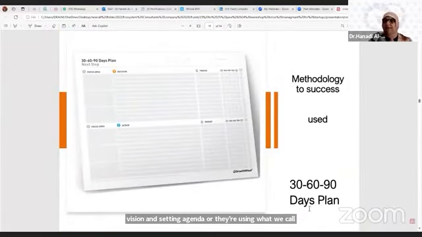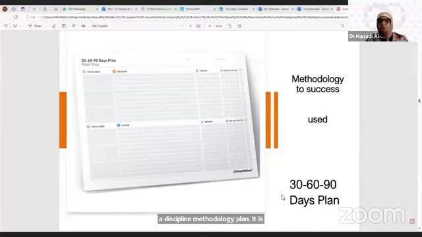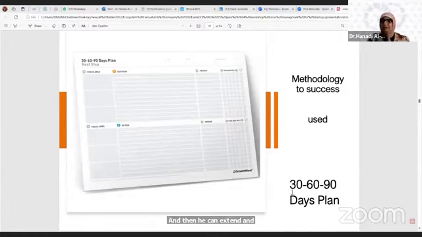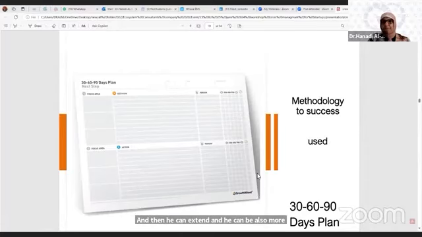It is a 30, 60, 90 days plan. It's not important to have their own full strategy at first. He can start with a 30 days plan for selling or setting up their services or product, and then he can extend it, and he can also survive longer in the market.